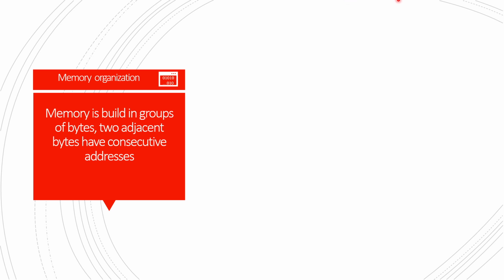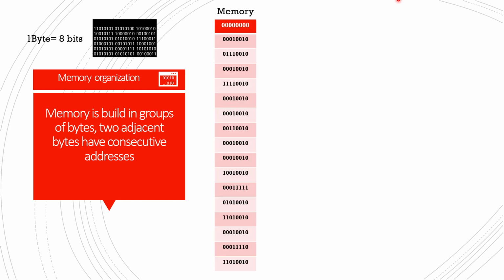Memory is arranged in groups of bytes. That is, remember, one byte is 8 bits. So let's see this representation of a memory. Addresses are noted in hexadecimal numbers. So remember this numbering system and have a look at the different addresses that we have.